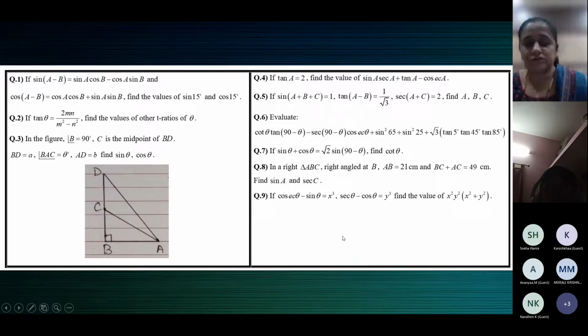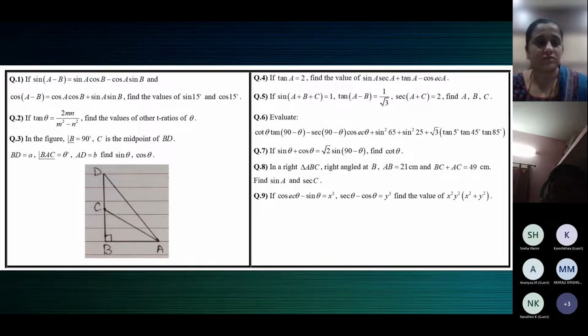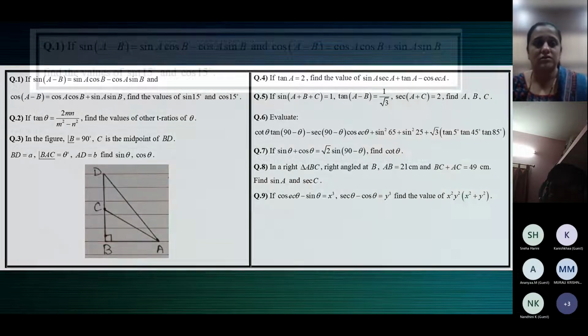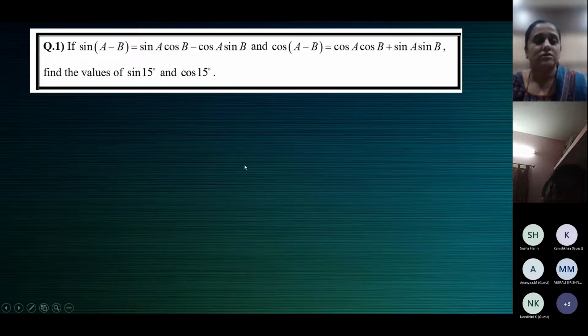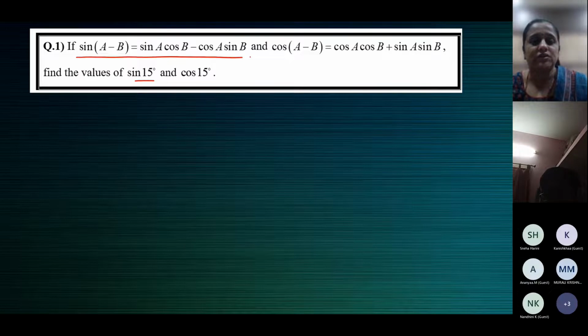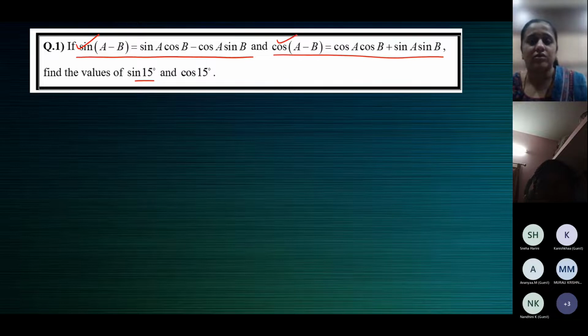So this is the paper which we just finished in the last class. So we'll just go through these questions. In the first question, we were given two formulae, one to find the sine of an angle and the other to find the cos of an angle. Using these, we had to find the value of sine 15 degrees and the value of cos 15 degrees.